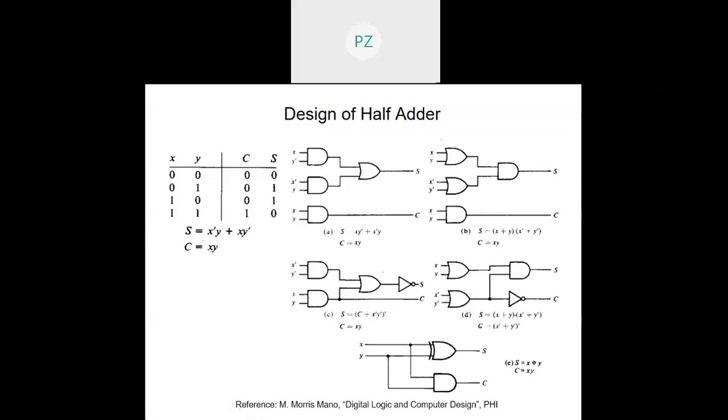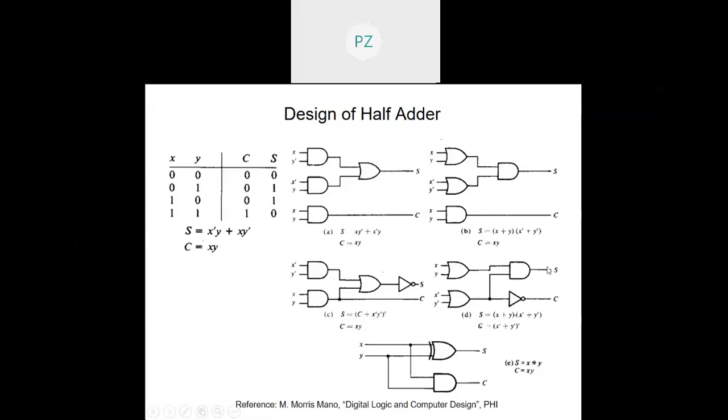Alternately, I can have the sum bit realized in the OR-AND implementation. It can be realized as (x + y)(x' + y'). That is how it can be realized. This will remain xy. There are so many possible implementations of it, right? S is equal to (c + x'y')', and c remains xy. Over here c has also changed. So these are the different possible implementations.